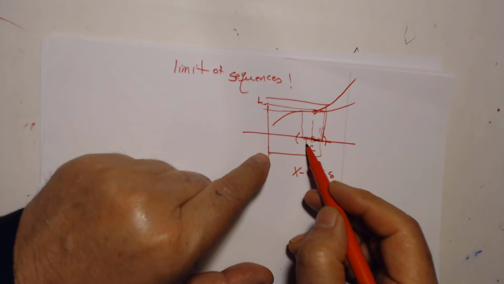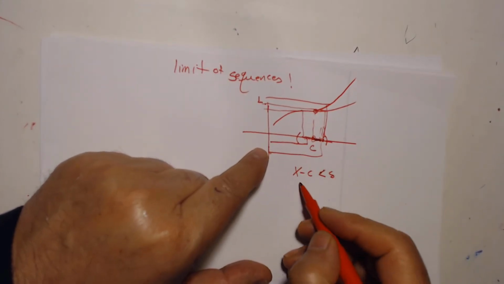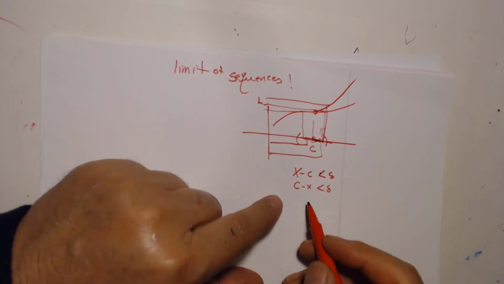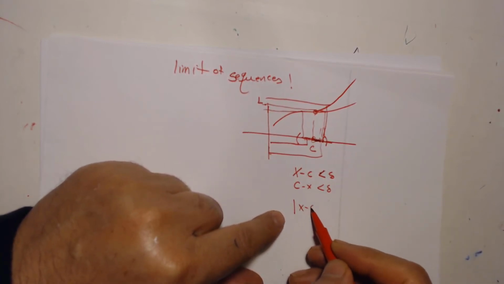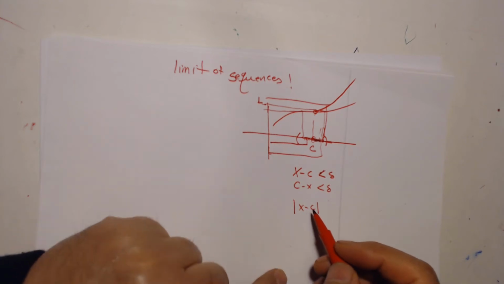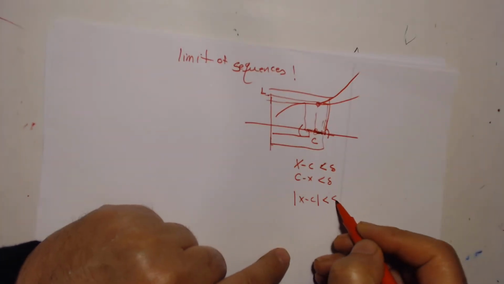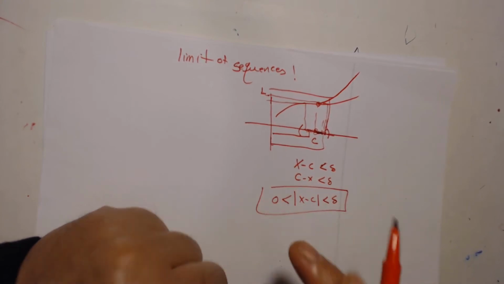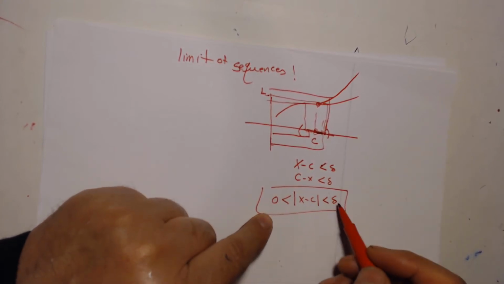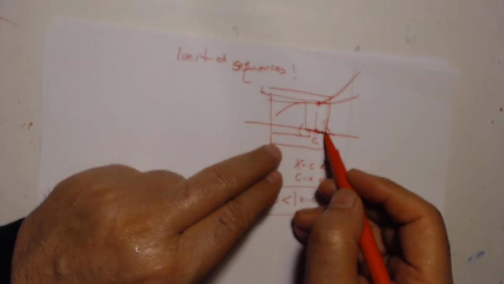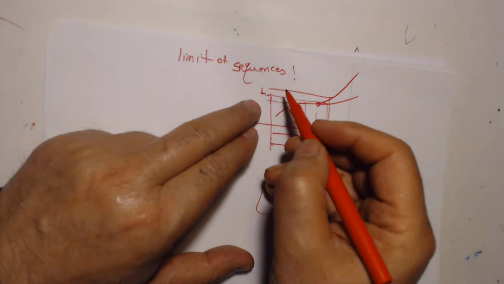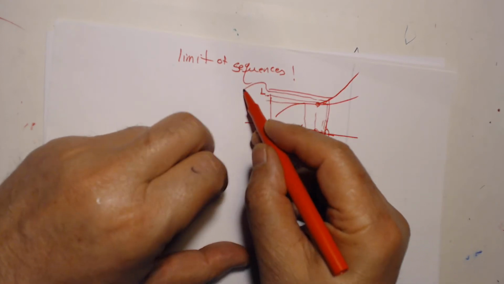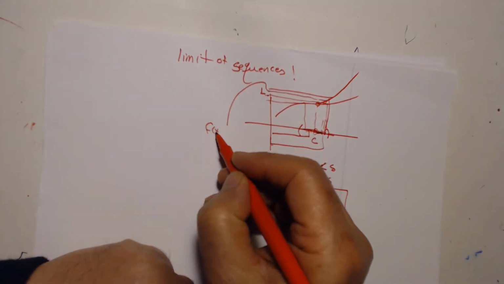But what happens if the X is on the left? Then C minus X must be less than delta. If I put this inside the absolute value, I can write one simple inequality: the absolute value of X minus C is less than delta, but delta must be a number greater than 0. If this is satisfied on the x-axis, then for every one of these x values you have a y value, and that's called f of x.